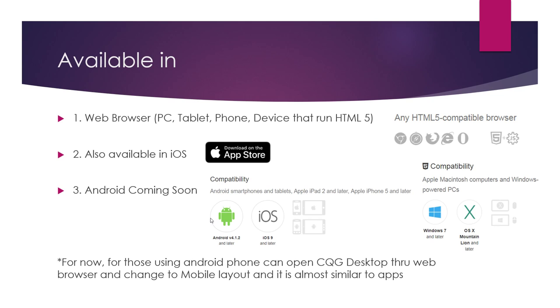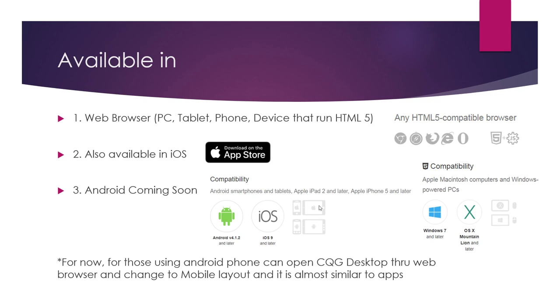For Android users, it is available, but coming soon. I think it's about this month or next month. For now, for those using an Android phone, you can open CQG Desktop through a web browser and change to mobile layout. And it's almost similar to the apps. I'll show you this later on.